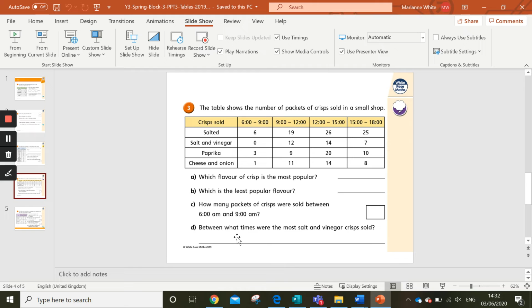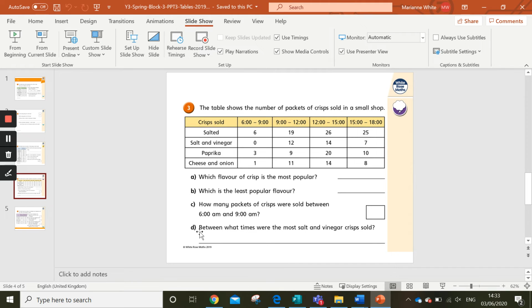Question C, how many packets of crisps were sold between 6 a.m. and 9 a.m.? So you need to find the part on your table that shows you between 6 a.m. and 9 a.m. And you can look down your column, and that's all the packets of crisps. So you would need to add together all of those numbers.